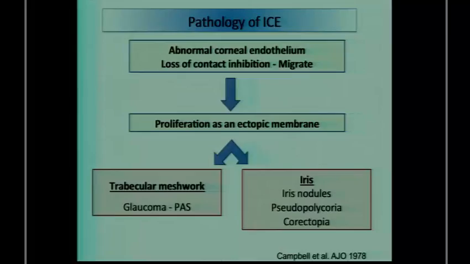The pathology of ICE is basically abnormal corneal endothelial cell migration, because there's a loss of contact inhibition of the cells. The cells will then basically migrate. You get a proliferation as an ectopic sheet, as a membrane, and as it proliferates over onto the trabecular meshwork, it obviously causes glaucoma from PAS. The PAS can pull on the iris surface and give you the pseudopolycoria and corectopia, and the iris nodules are because you get a difference in the iris stroma.